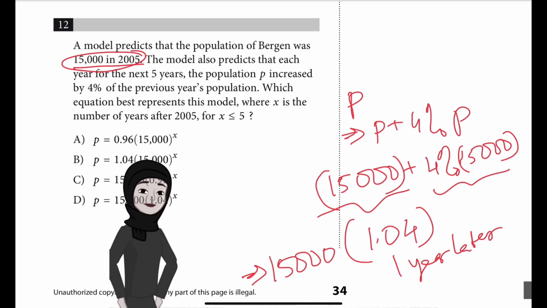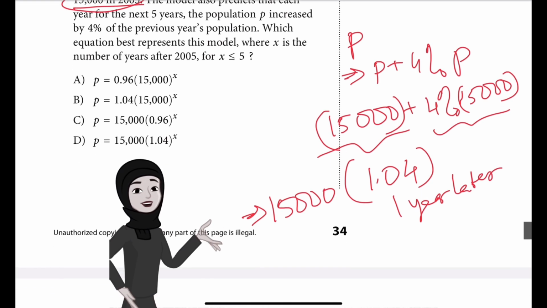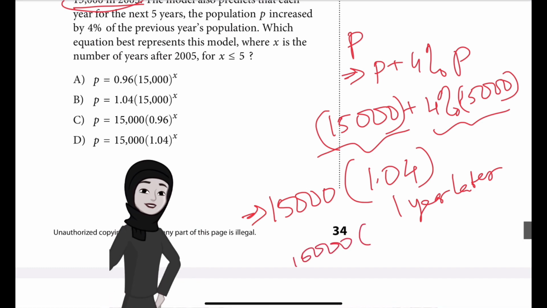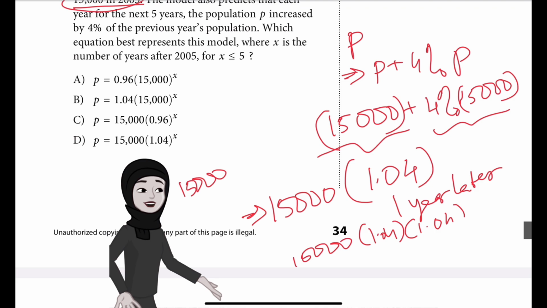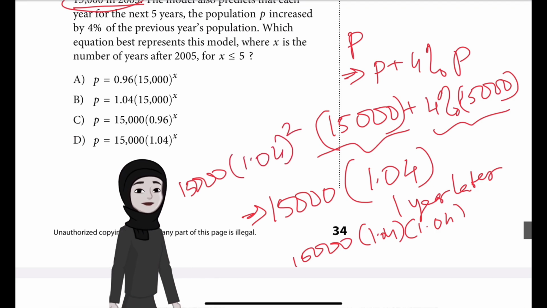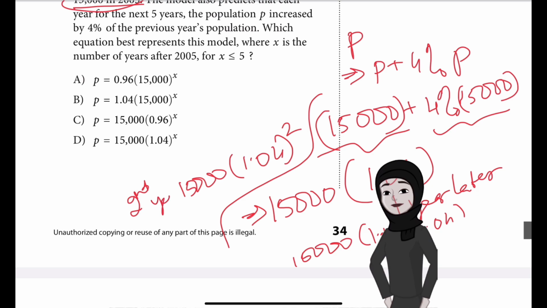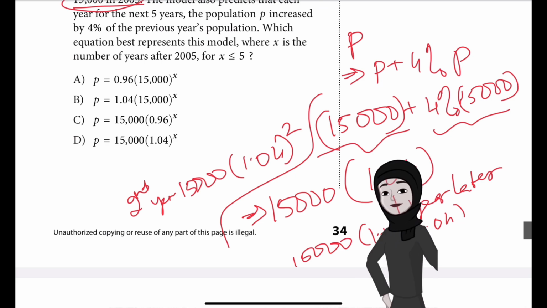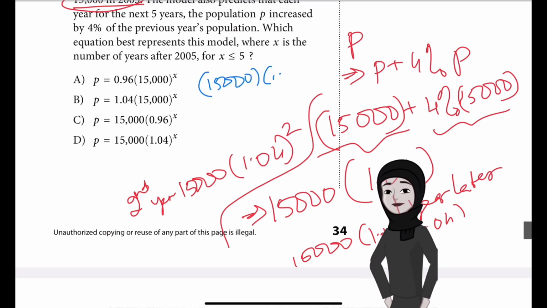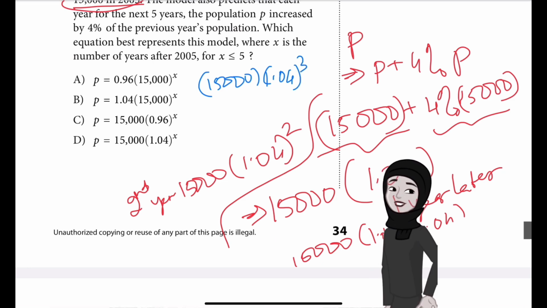And after that, the predicted population 2 years later will become 15,000 times 1.04 times 1.04. That means 15,000 times 1.04 the whole square. This is for the second year, after 2 years. So same way, 3 years later it will become 15,000 times 1.04 raised to the power of 3. Okay, so each time the power is increasing by 1.